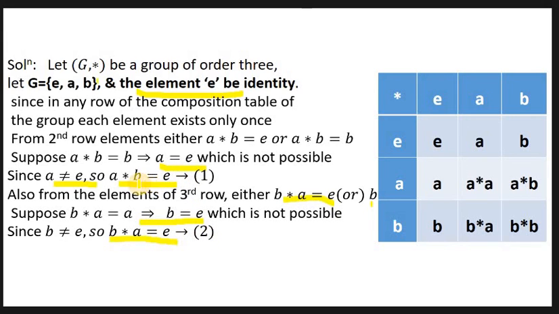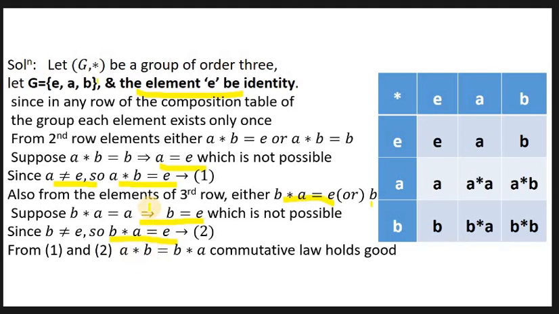Now observe 1 and 2. A star B is equal to E and B star A is equal to E. From 1 and 2, both of them are equal because they are equal to E. So A star B is equal to B star A. The commutative law holds good. Hence G star, which is a group of order 3, is abelian.